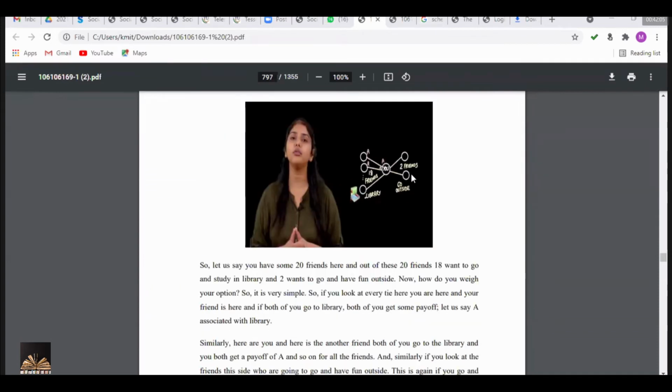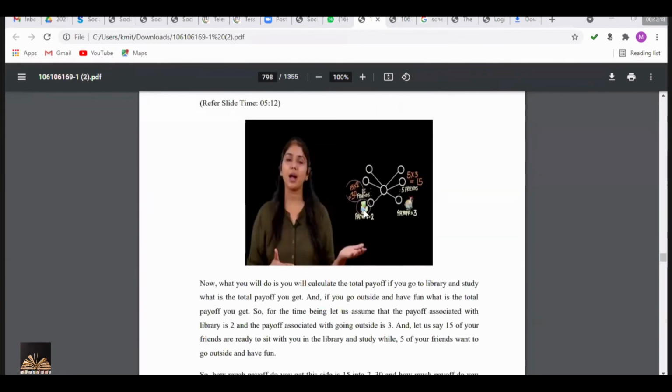So here, this is me, capital N, capital B. These are the 2 options I have. Consider some of my friends decided to go to the library, and some decided to go shopping, right? Then let's consider if I go to the library, I'll get a payoff of 2. And if I go shopping, I'll get a payoff of 3. And let's consider 15 friends want to go to the library. The total payoff will be 30.